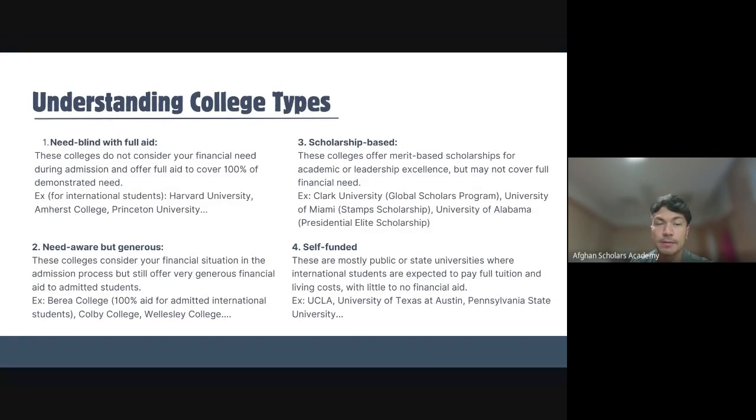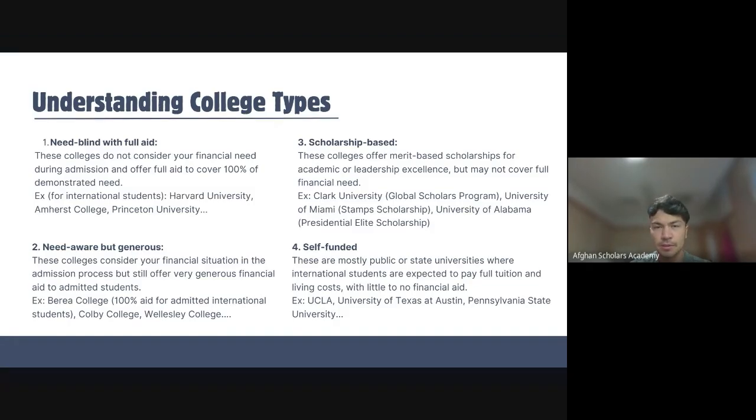Yes, and some other colleges like Colby College and Wellesley College offer fully funded scholarships while also considering your financial need when reviewing your application. Some other colleges have specific scholarships that you should apply to, and those scholarships are 100%.